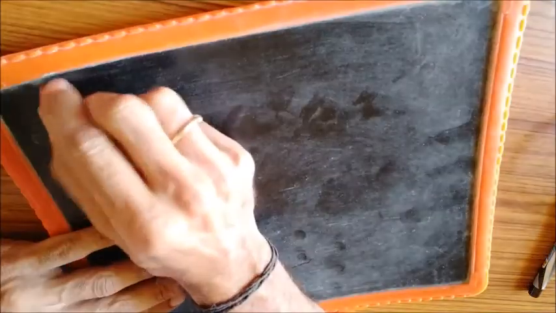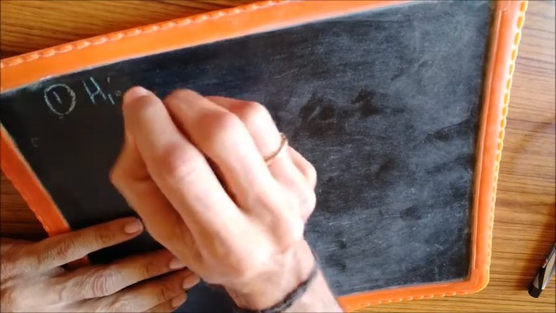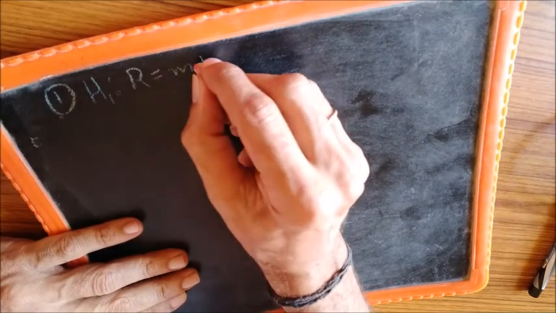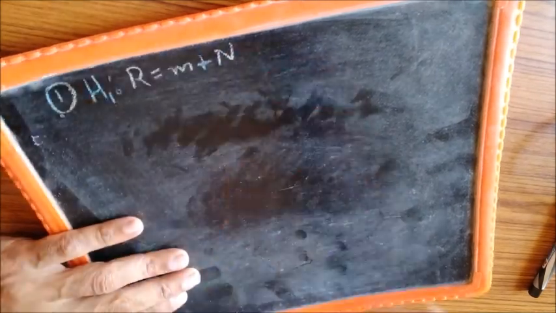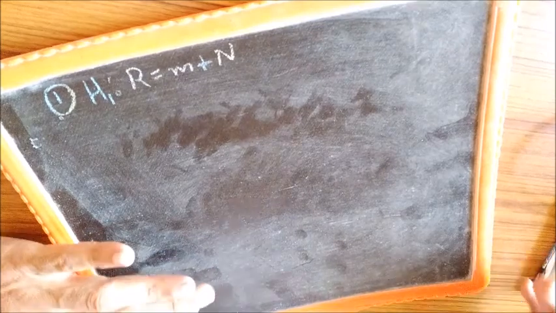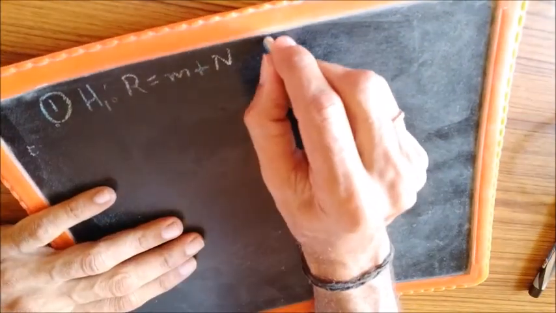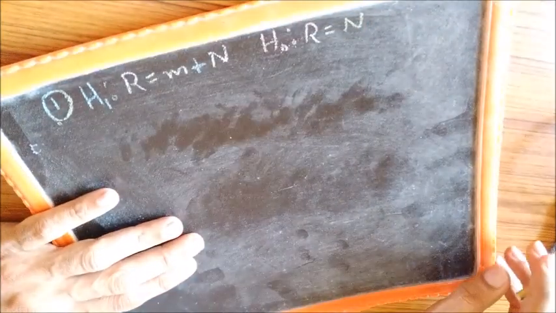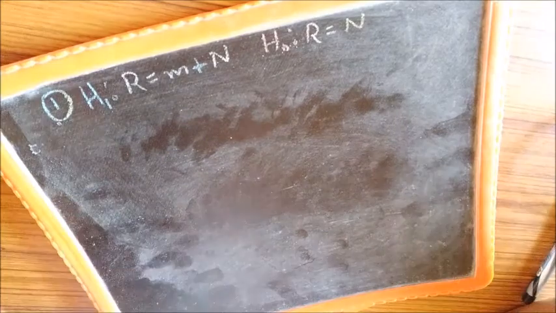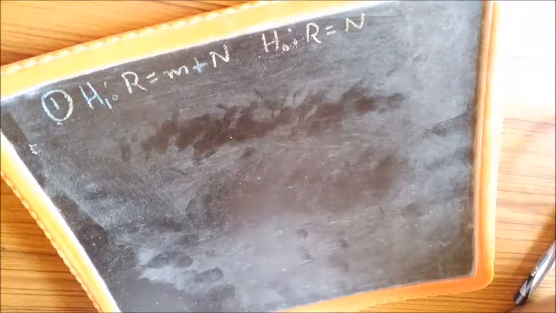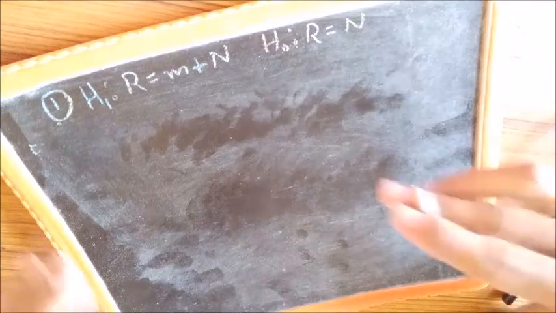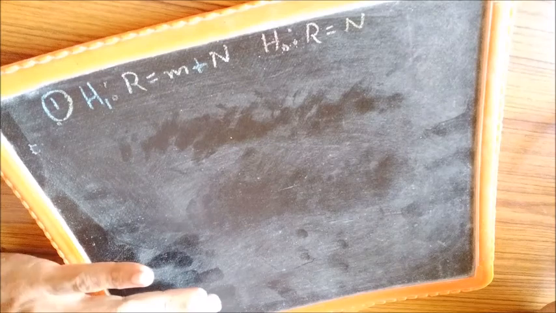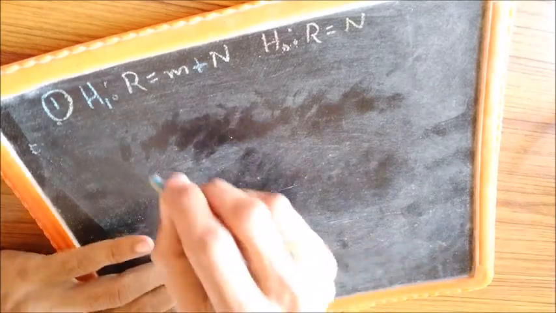So the first example is: when H1 is the true hypothesis, we receive R equal to M, which is a known number, plus N, where capital N is the noise random variable. And when H0 is the true hypothesis, we receive only N. Of course N is Gaussian distributed with zero mean and variance sigma square. A similar problem statement we had earlier, and from it we know the decision rule.